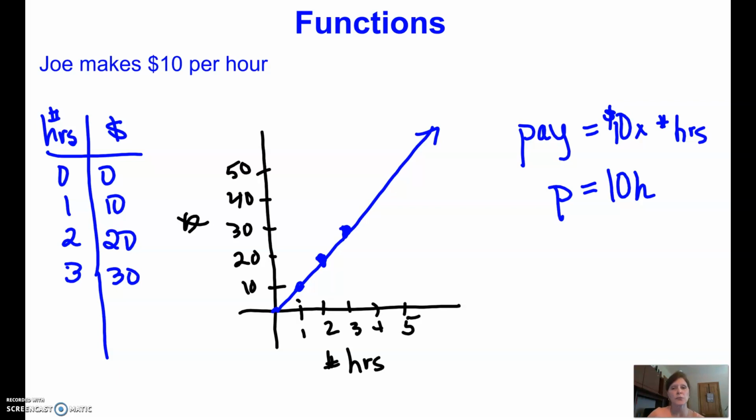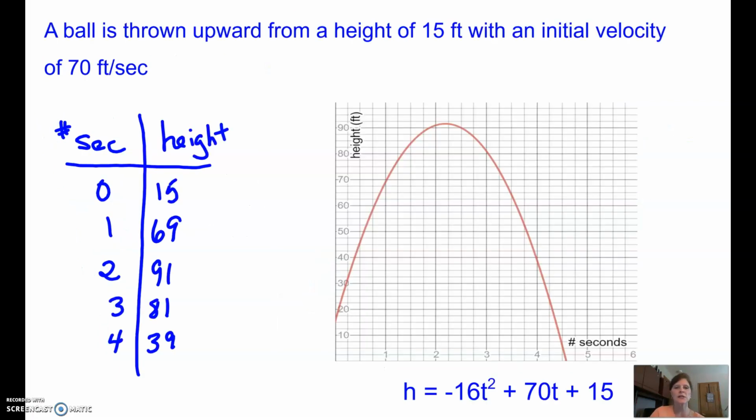I can also represent this as an equation, an algebraic equation. P is equal to 10 times H. That allows me to say, well, after 40 hours, how much is he going to make? Oh, here's my formula, multiply by 10. Right, so are there other types? Of course there are. So here's another example.